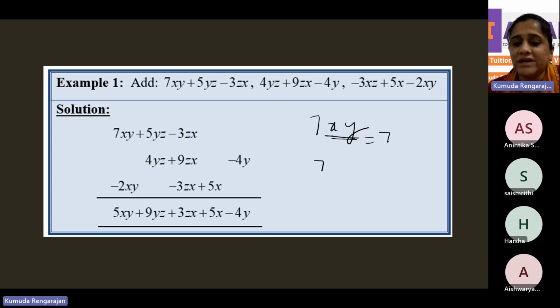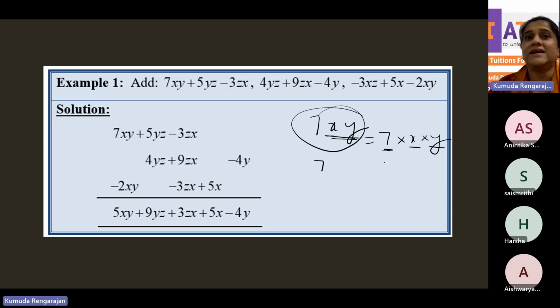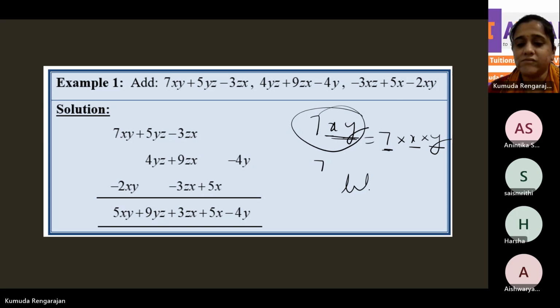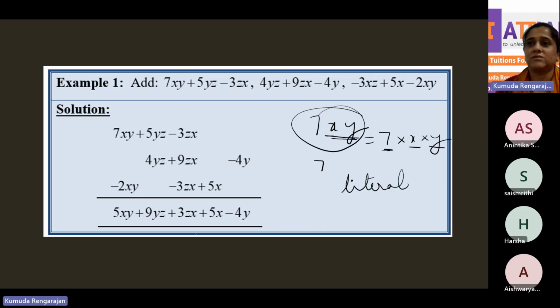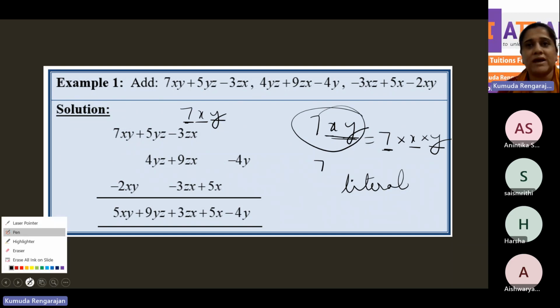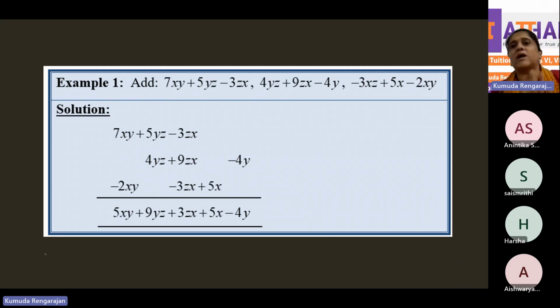See, this can be written as 7 into x into y, where 7 is the numerical factor of 7xy and x and y are the literal factors, letters. Again, like integral is of integers, literal is of letters. Literal factors, meaning of letters. So in 7xy, x and y are the literal factors, the letters, or simply literals. And 7 is the numerical factor. Correct? Okay. So when you add or subtract, the literal factors come down as they are.